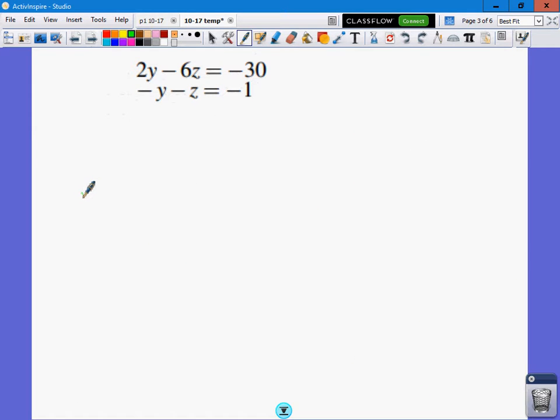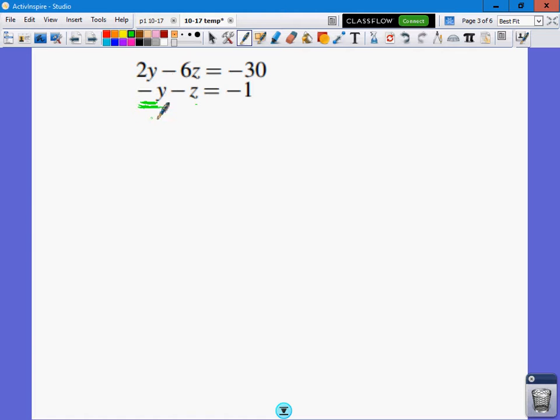What are my coefficients in the first equation? 2 and negative 6. What are my coefficients in the second equation? Negative 1 and negative 1. I'm still going to do this using substitution, and I'm going to pick one of these two variables. It really doesn't matter which one. I'm going to pick this negative y, and I'm going to solve it for this negative y.